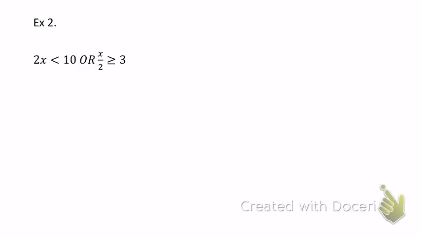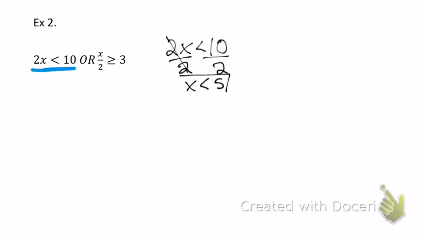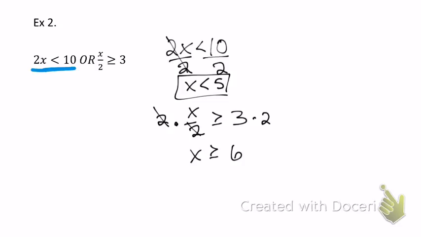So example 2, we've got 2x is less than 10, or x divided by 2 is greater than or equal to 3. So basically we got a problem in the first part, which is 2x is less than 10. Now we know to solve that by dividing by 2 on both sides of the equation, we get x is less than 5. Simple. On the second problem, we got x divided by 2 is greater than or equal to 3. So to get rid of divide by 2, we're going to do times 2 on both sides of the inequality. And we have x is greater than or equal to 6.